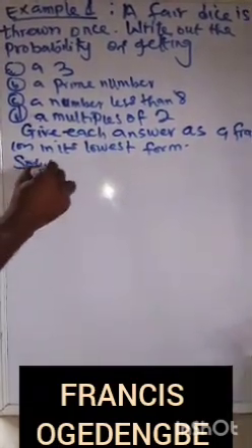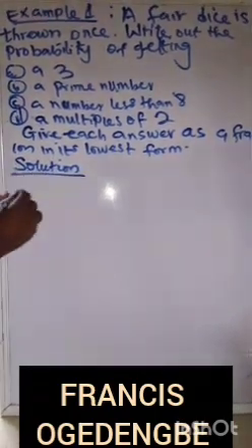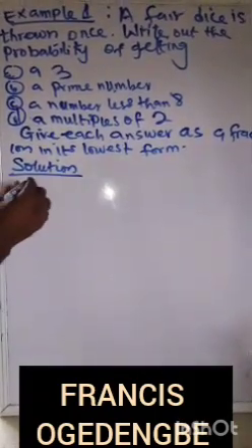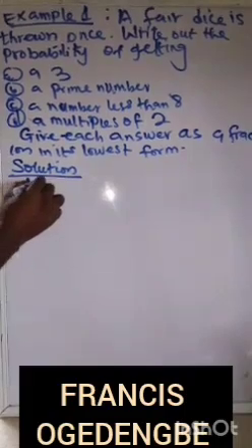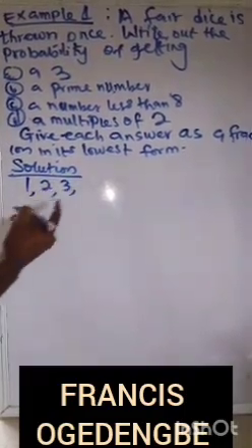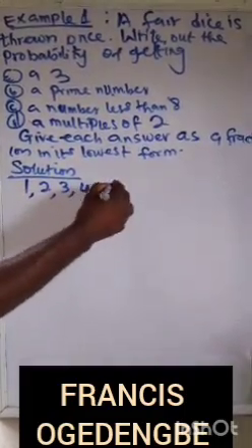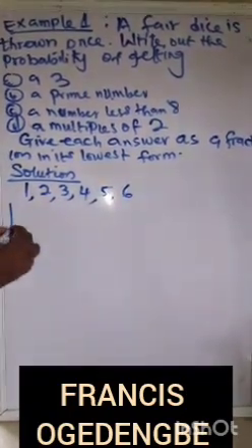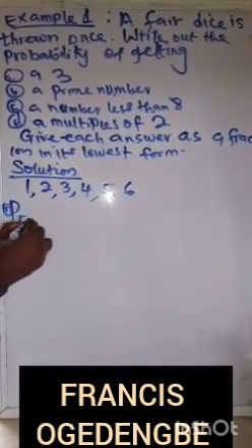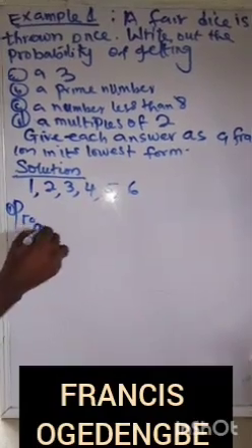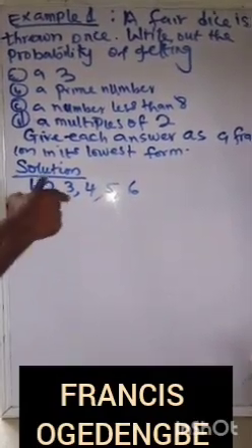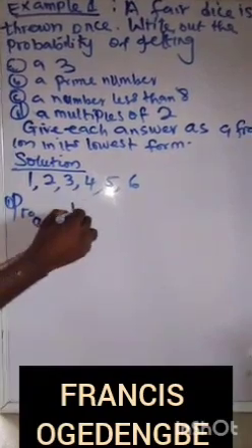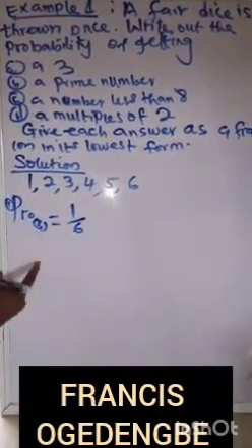The first thing is to write out the sample space. A die has a sample space of 1, 2, 3, 4, 5, and 6. Probability of getting a 3. 3 occurs only once here. So the chance is actually 1/6.